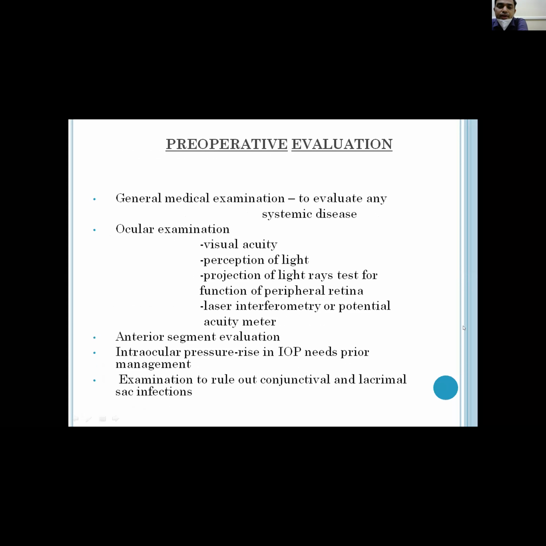Intraocular pressure. Navya, if possible, come to the other room. There is a lot of sound from outside. If possible, come to the other room. Okay, sir.